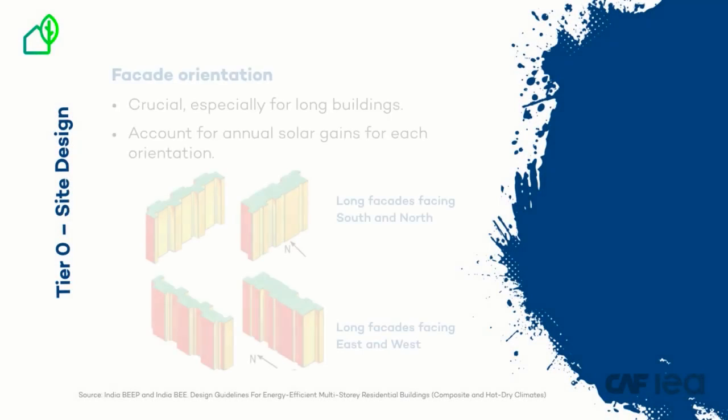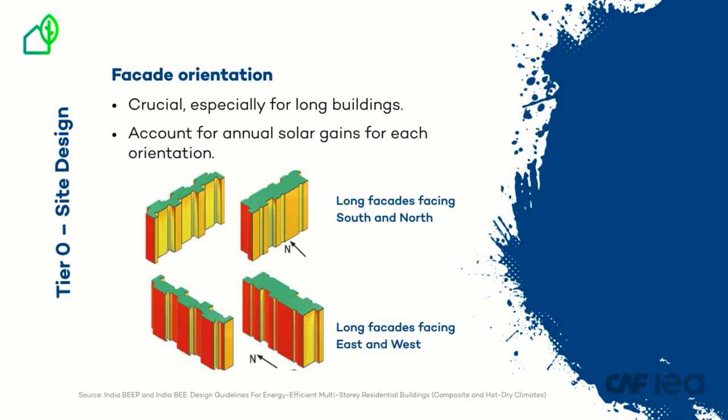Long buildings have two facades with a very large area and two sides with a much smaller area. These large areas will be susceptible to high heat gain by solar radiation if oriented east and west, much more than if oriented south and north. Depending on the climate and the heating or cooling needs over the year, a different orientation will be preferable. For instance, in hot climates with high solar radiation and high cooling needs, long facades should face south and north.